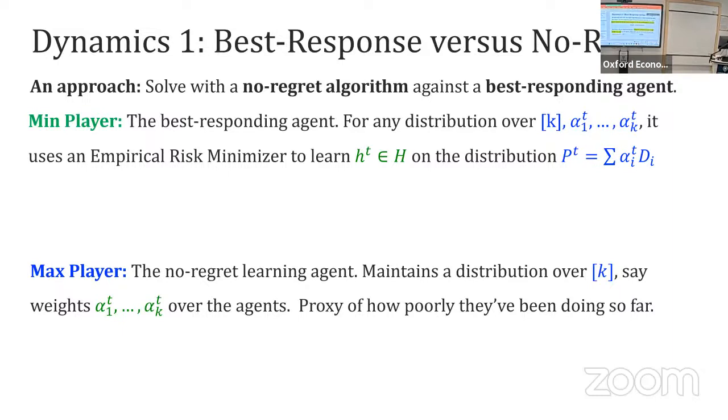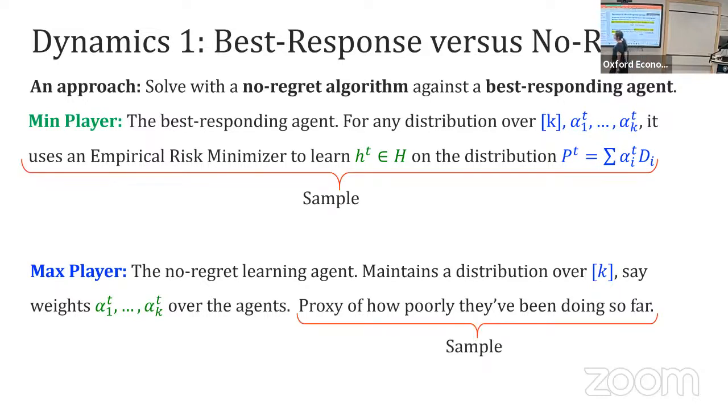What the max player is doing, he has to be no regret. So that means he has to maintain these alpha 1 to alpha k at each time t. That's a distribution over the different k's. It's going to choose at random one of those distributions. And what you really want to think about is that this alpha at each time step is like a proxy for how poorly things have been off so far. It's kind of like the tangents that you were talking about, like how each agent was not being served well enough. To do this, of course, both players have to sample.